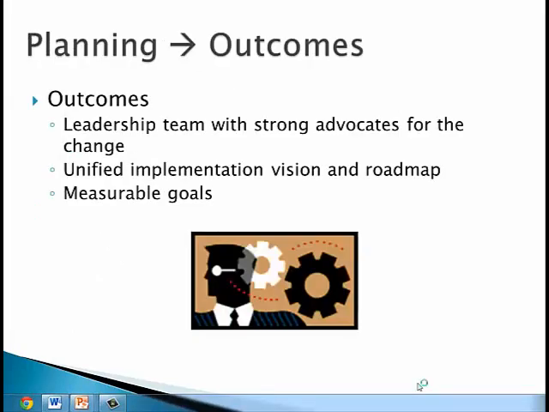Along with asking all the questions and assessing whether the office is ready, we also want to plan for what outcomes we're hoping to achieve. We want to also envision the future. What will be different for the patients? What will be different for the providers? What will be different for the staff? We want to have outcomes. We want a leadership team with strong advocates for the change. We want to have a unified implementation vision and roadmap. And as well, we want measurable goals.